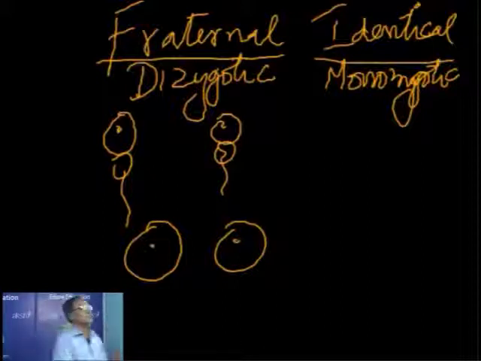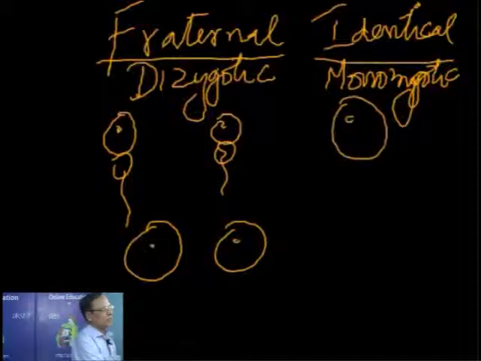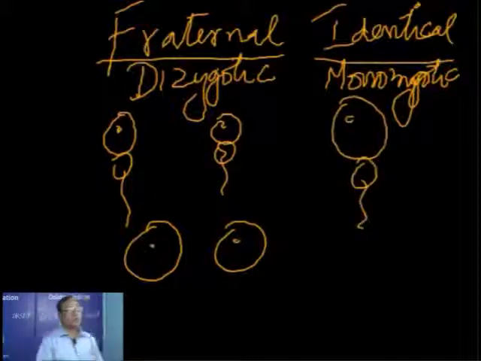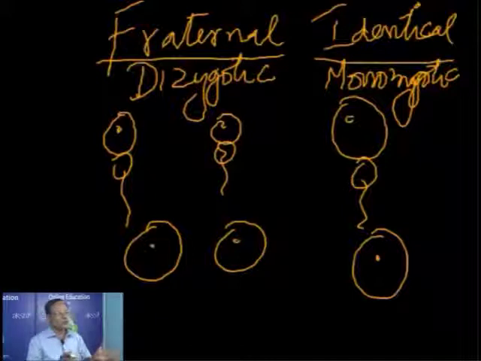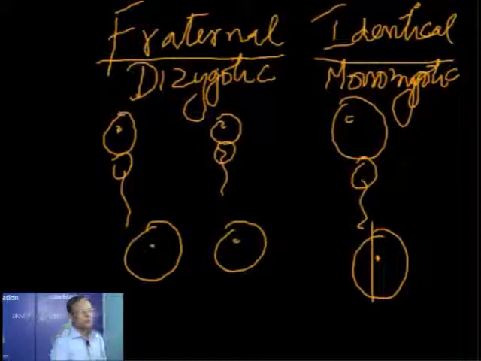But in the case of identical twins, there is only one egg. It is fertilized by a single sperm, and we get the zygote. What happens after the formation of the zygote? The zygote divides into 2, 4, 8. The number increases geometrically, so that you get a ball-like structure, the morula.